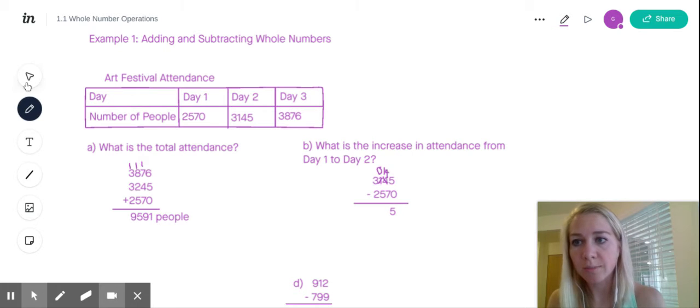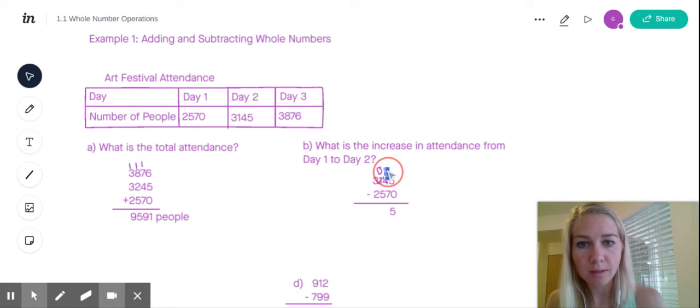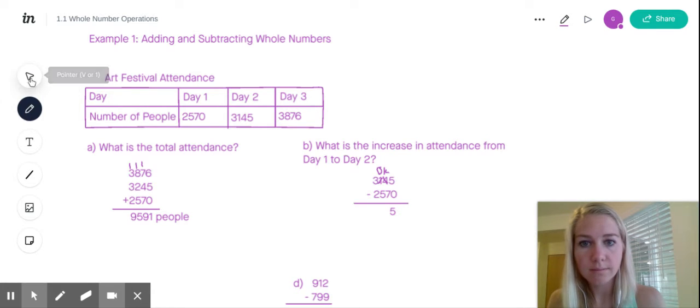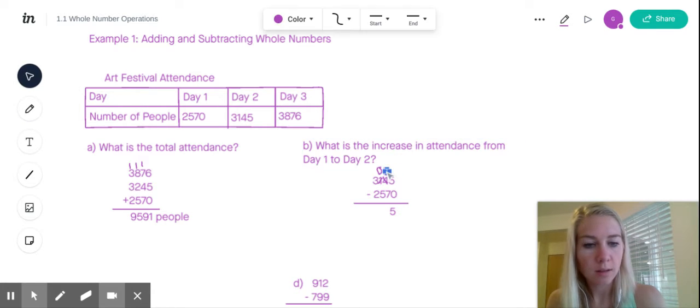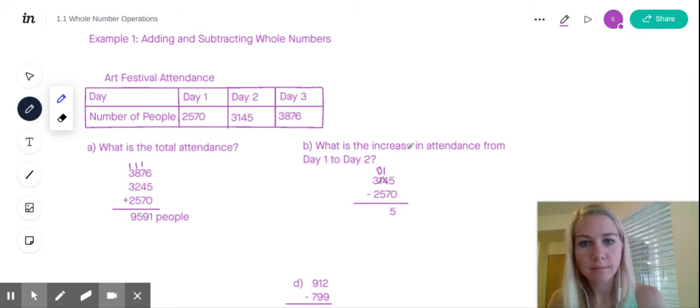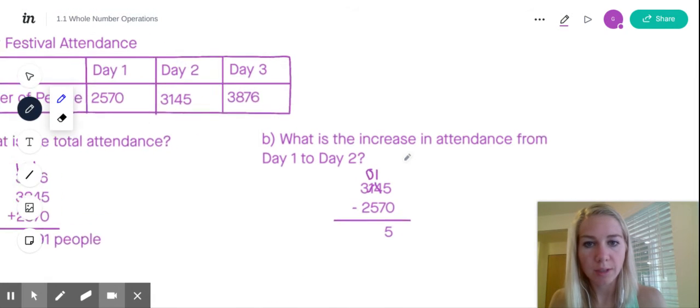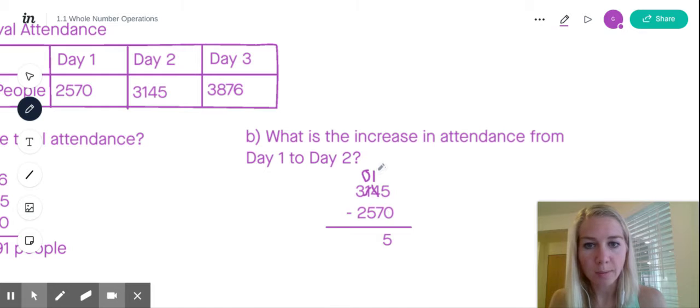Ooh, that is really small. Let me try and type that so it's a little bit bigger. Try that again. Apologize. Maybe I'll just zoom in here. There we go.